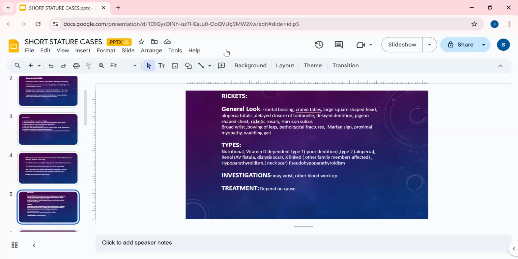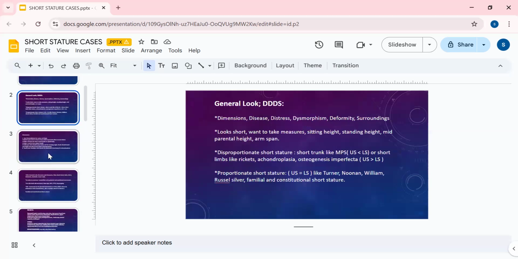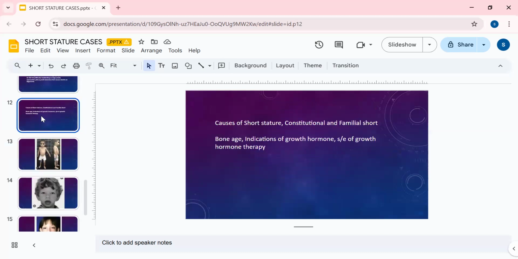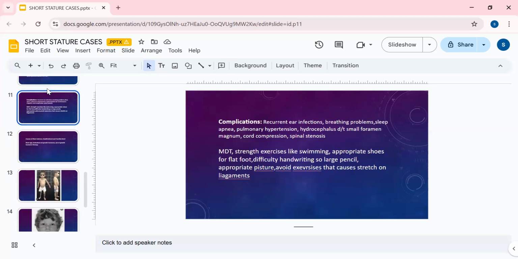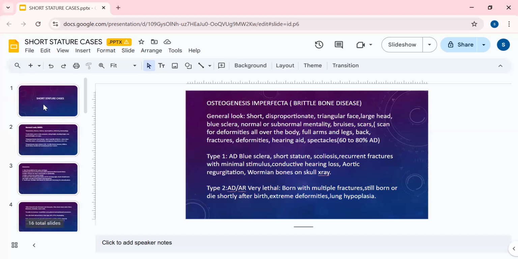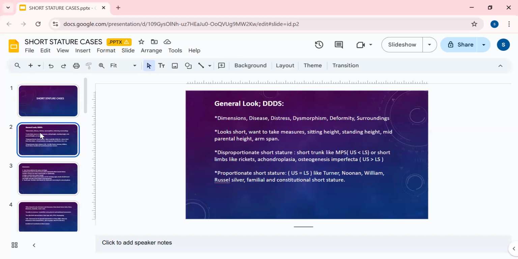Okay. And Ishmaela, can you open that slide where you have mentioned these ratios? Yeah, I mentioned it somewhere. Maybe let me see. Anybody can tell us what about the upper segment and lower segment? Anybody can recall?